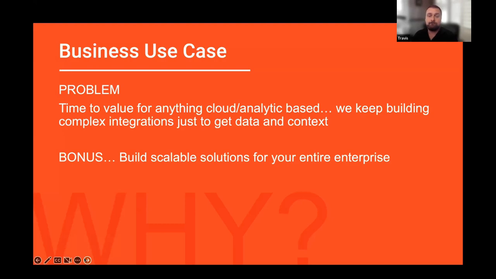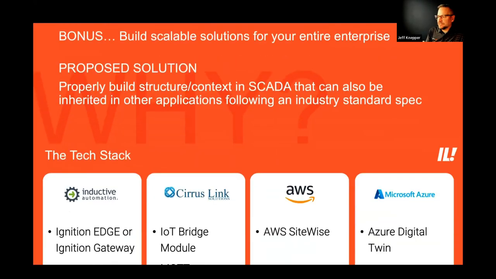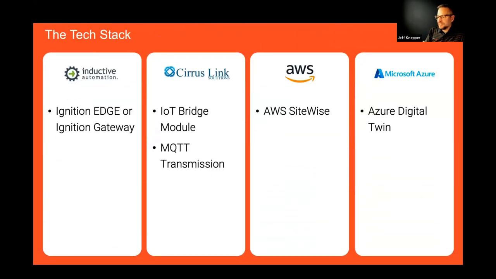Yeah. So let's talk about the proposed solution for today. How do we take the structure of the context that you're likely building into SCADA and inherit that out of SCADA, take it over to other applications, whether they're in the cloud? Today's example is in the cloud, but if they weren't, how do we still do that with an industry standard spec? The tech stack that we're going to look at today, Travis, from the IA side, what are we looking at?